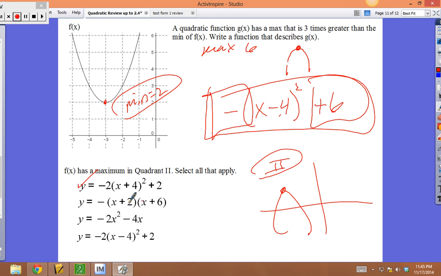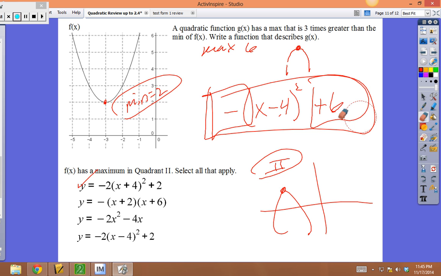Oof, what the heck is this? x plus 2, x plus 6. I gotta erase.